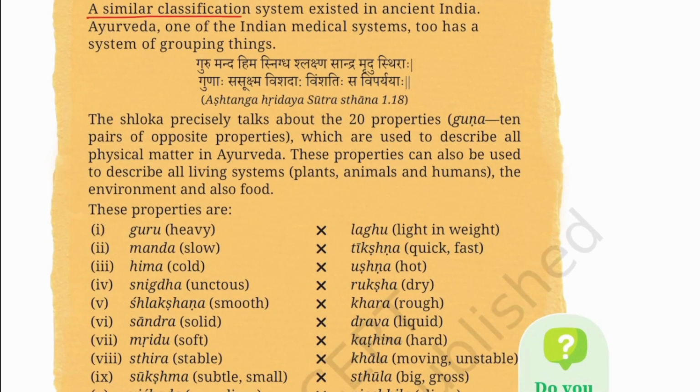A similar classification system existed in ancient India. Ayurveda, one of the Indian medical systems, too has a system of grouping things.